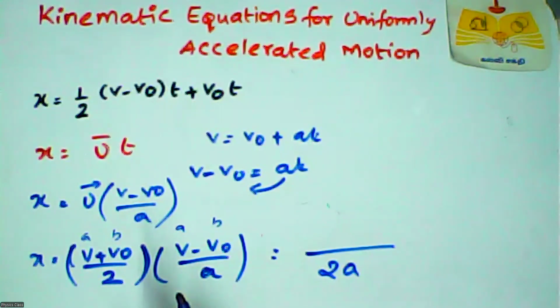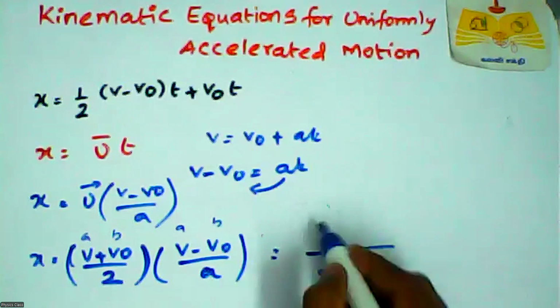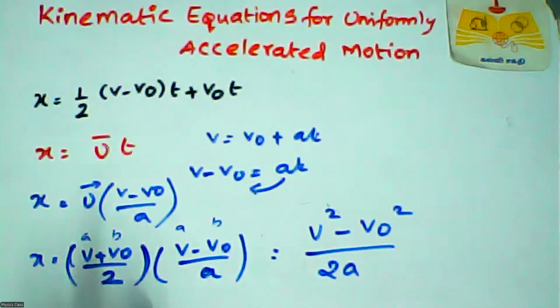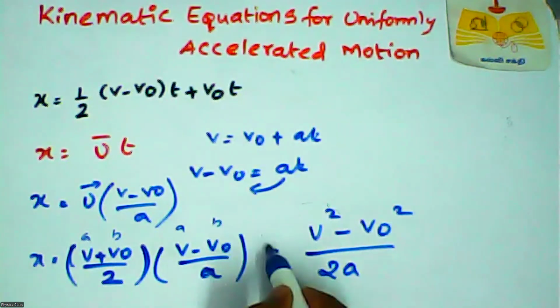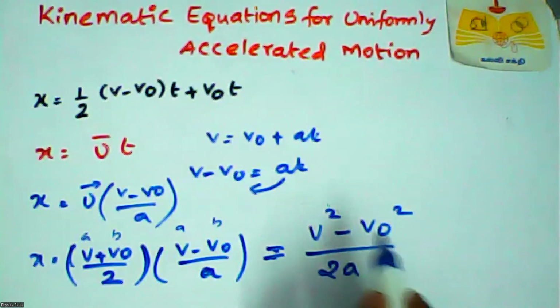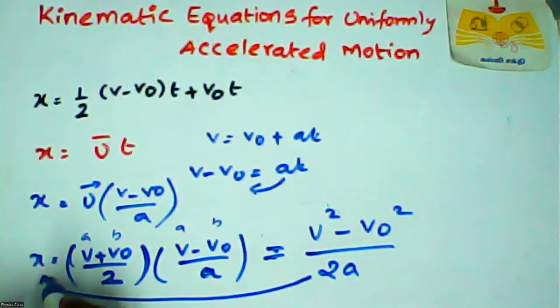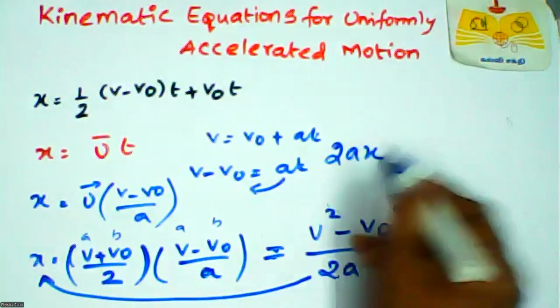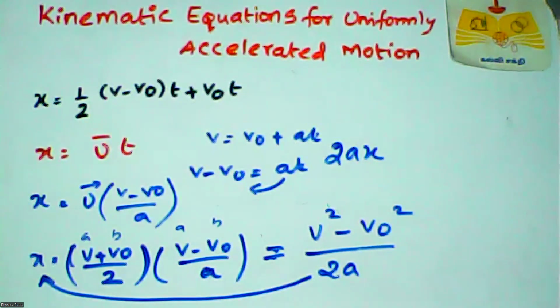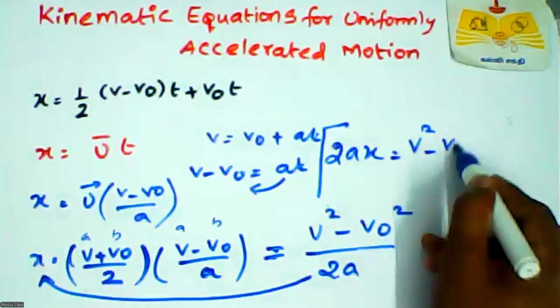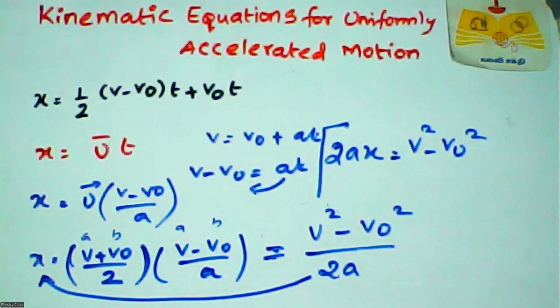What will come? v square minus v naught square. So this is a displacement: x is equal to v square minus v naught square by 2a. Now you can take that 2a to the other side. So 2ax gives v square minus v naught square. Is it correct? Okay.